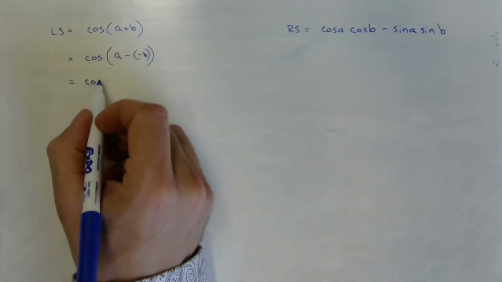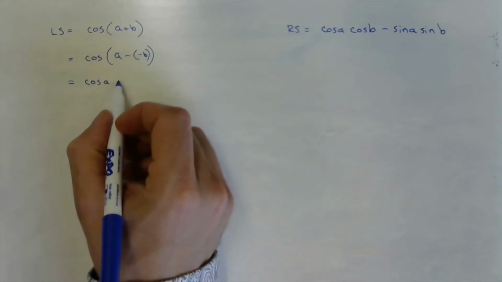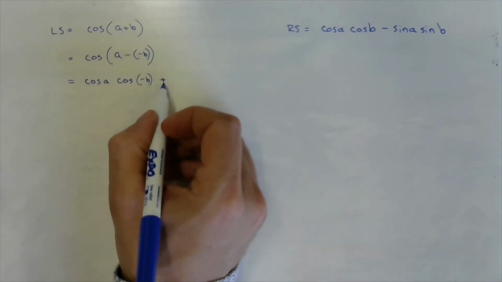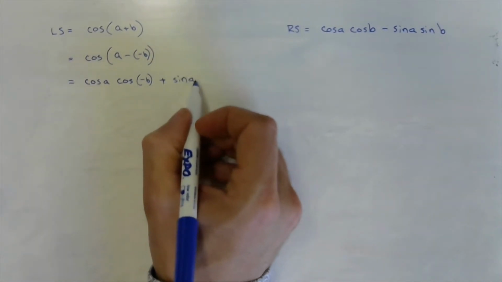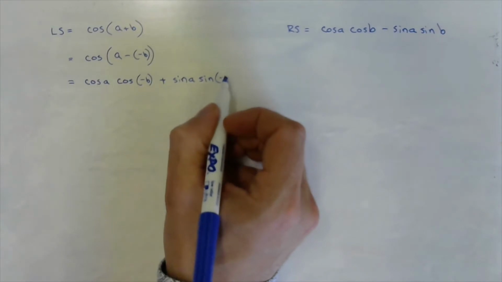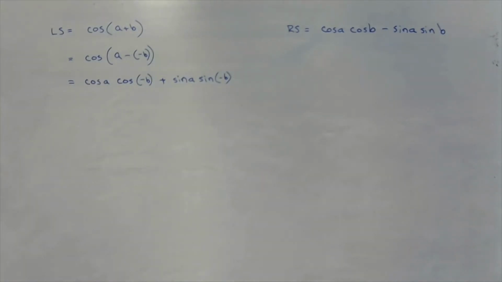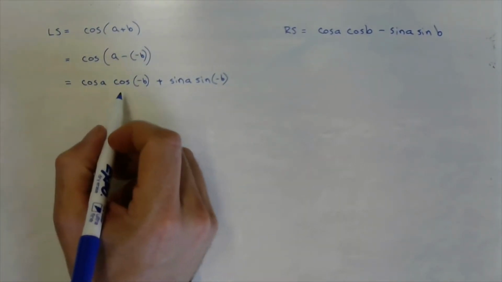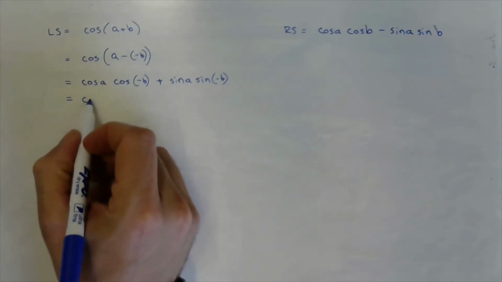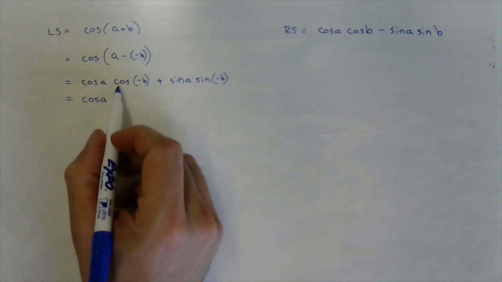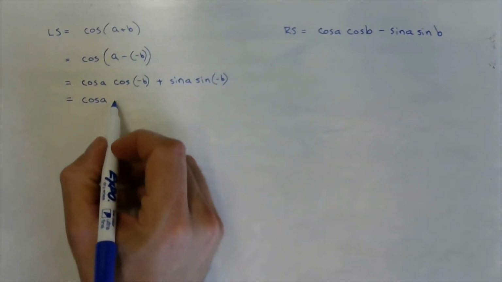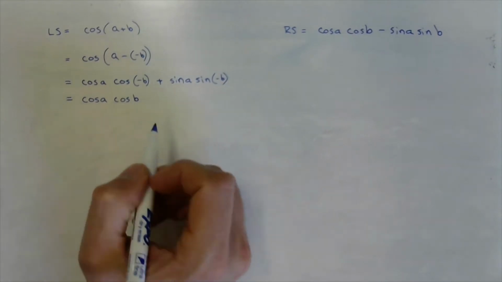So we end up with the cosine of A times the cosine of negative B plus the sine of A times the sine of negative B. Now we can use some of the other things we already know about sine and cosine and the properties and identities of them. So we'll take down our cos A, but the cosine of negative B, the cosine of the negative of an angle, is the same as the cosine of that angle, right?